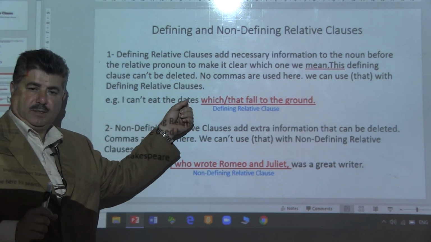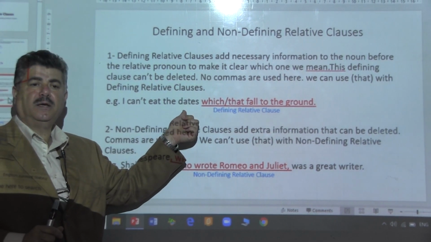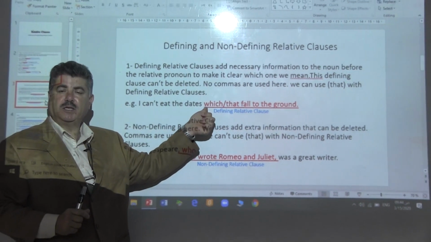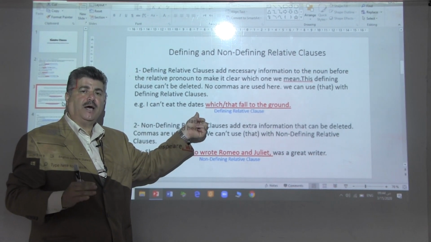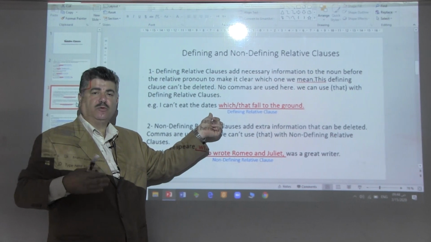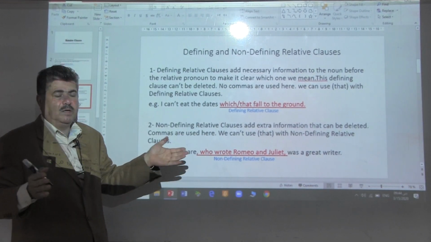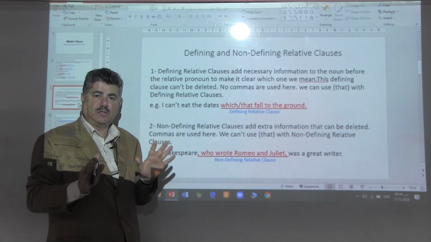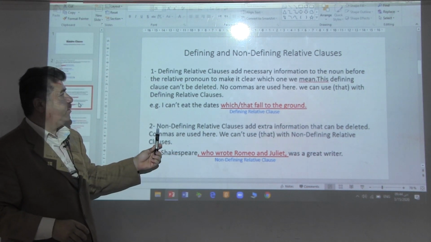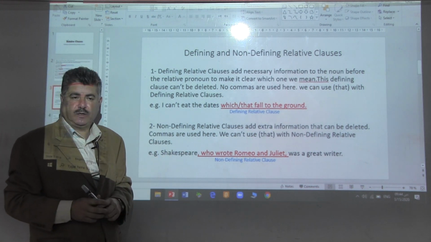And notice here, this is an important point also, that the noun before the relative clause is a noun, not a name. Any noun needs more information to define it. But if it is a name, as we're going to see later, there is no need to define it because it's definite by itself.